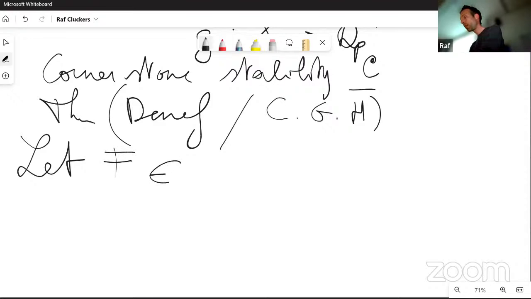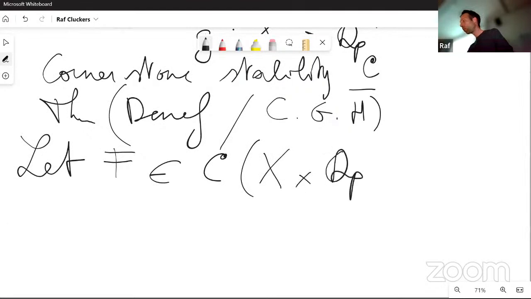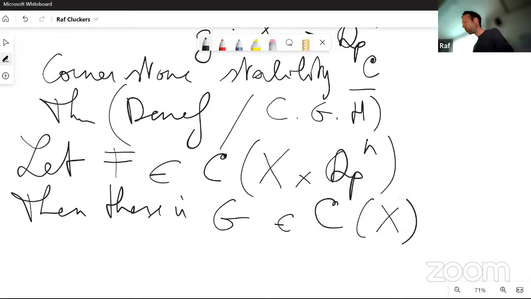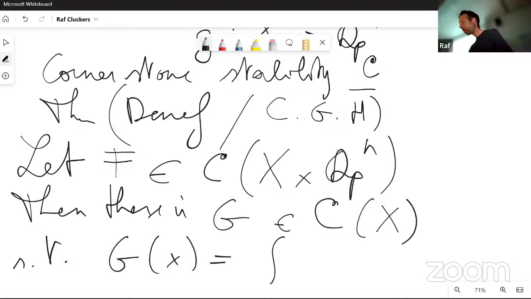So consider a function inside this algebra, but now the domain is any definable set times Q_p to the n, to some power n. Then there is automatically a G in the variables just running over the set X, such that G of x equals an integral, whenever that makes sense, which I will specify a bit later, f(x,y) dy.